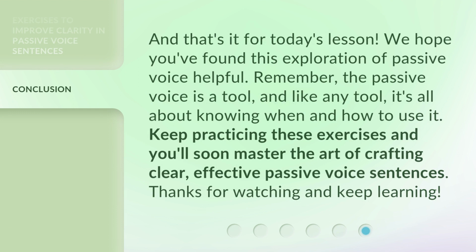And that's it for today's lesson. We hope you found this exploration of passive voice helpful. Remember, the passive voice is a tool, and like any tool, it's all about knowing when and how to use it. Keep practicing these exercises and you'll soon master the art of crafting clear, effective passive voice sentences.